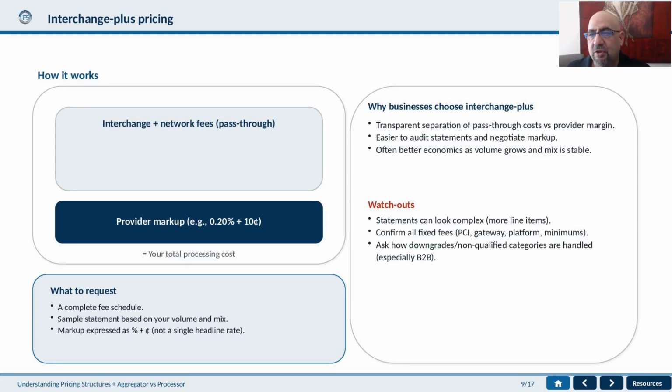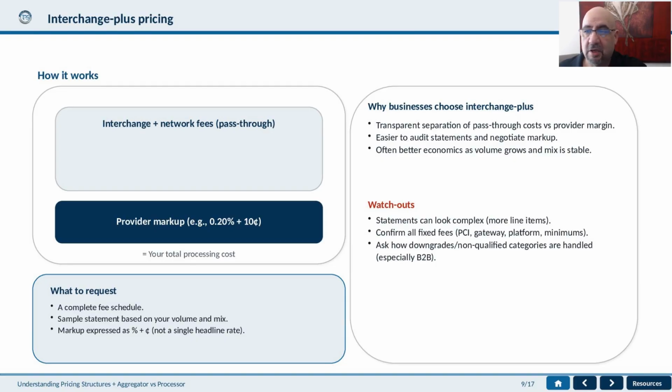Why businesses choose interchange plus. Transparent separation of pass-through cost versus provider margin. Easy to audit statements and negotiate markup. And that's exactly why somebody will come to you and say it's easier for us to work with these statements because we know exactly who is getting what, I guess you can call it in simple terms. Often better economics as volume grows and mix is stable.